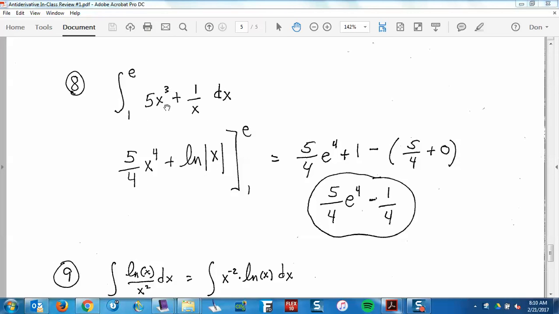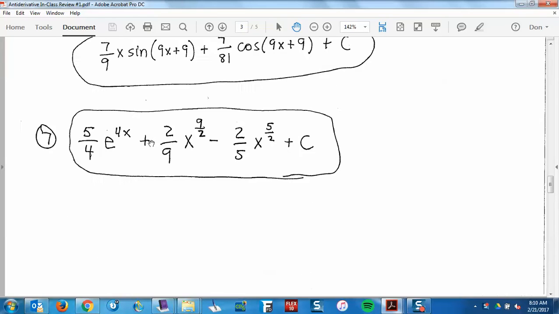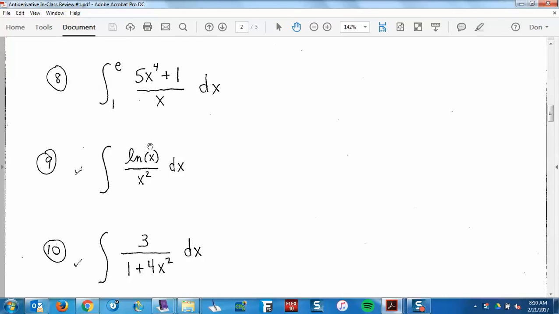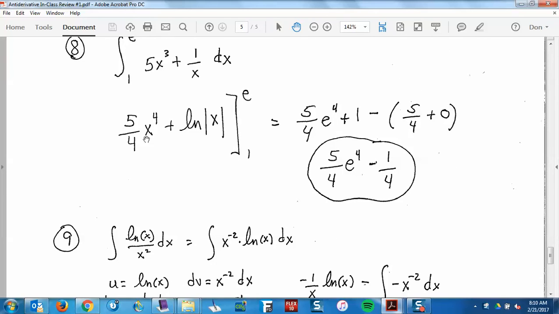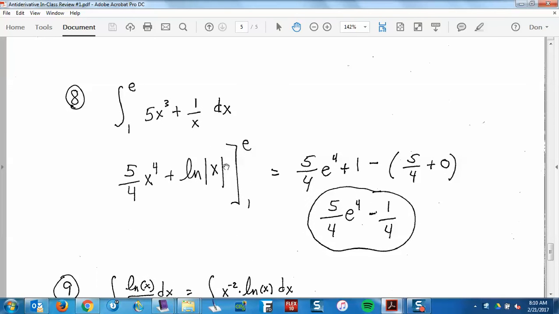So this one's just a basic antiderivative, and then you plug in your... or did we have to split that up? The original problem, wasn't it? Yeah, we had to. You had to split it up. So you get 5x cubed plus 1 over x. So we split it up, and then we just do a basic antiderivative, plug in our e, plug in our 1, okay? And so you get that.